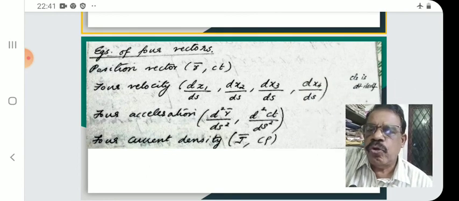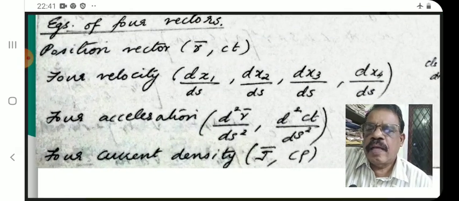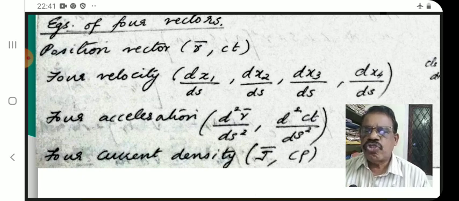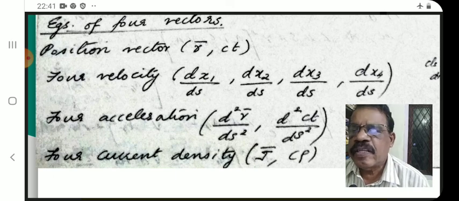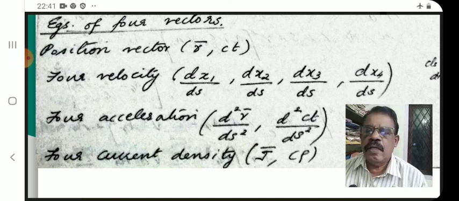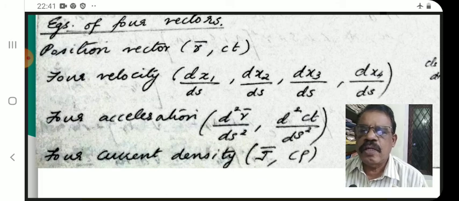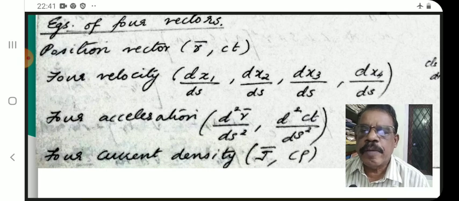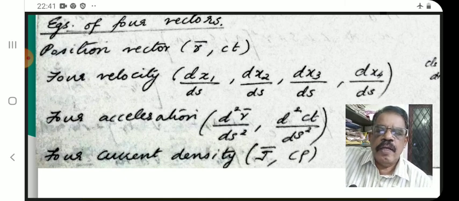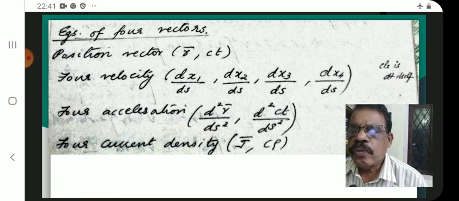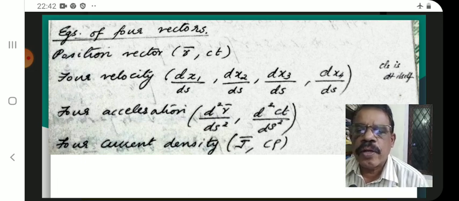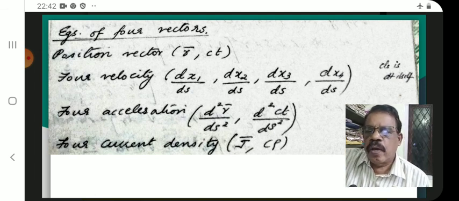What are the examples? Examples of four vectors. Position vector r, ct. Ct is a distance vector, displacement vector. So position vector r, ct. They are examples. For velocity, dx1 by ds is a time term: dx1 by ds, dx2 by ds, dx3 by ds and dx4 by ds. If you take ds as time, we get velocities. For acceleration, d square r by d square, d square ct by t square.